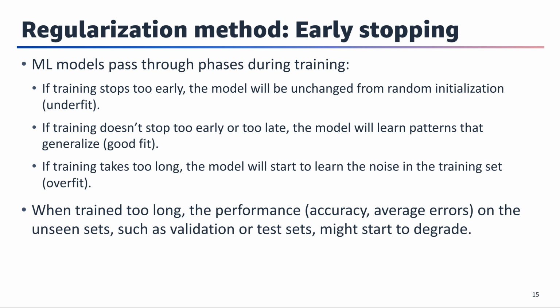ML models go through different phases during training. If training stops too early, the model will remain unchanged from its random initialization, leading to underfitting. If training continues for an appropriate duration, the model will learn patterns that generalize well to unseen data, achieving a good fit. However, if training takes too long, the model will start to memorize the noise present in the training set, resulting in overfitting. When a model is trained for too long, its performance on unseen sets like validation or test sets might start to degrade, as indicated by metrics such as accuracy or average errors.